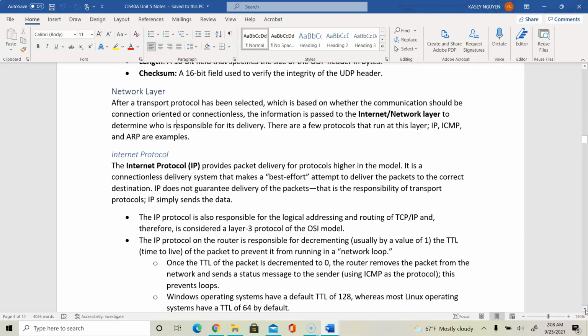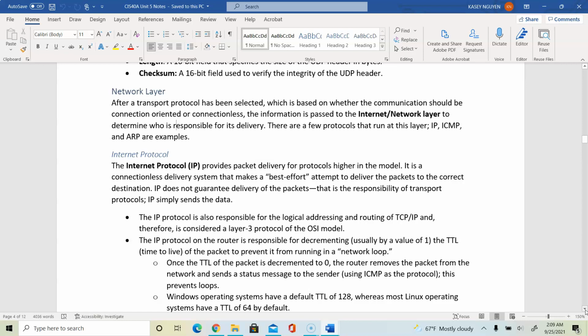So first, the Internet Protocol provides the packet delivery for the higher layers. This allows us to route, and it allows us to utilize how the packet can be sent via the network and prevent looping. So the IP protocol on the router is responsible for decrementing the time to live, so the packet is never going to go on forever. It prevents looping, and it would terminate at the end of that time to live.